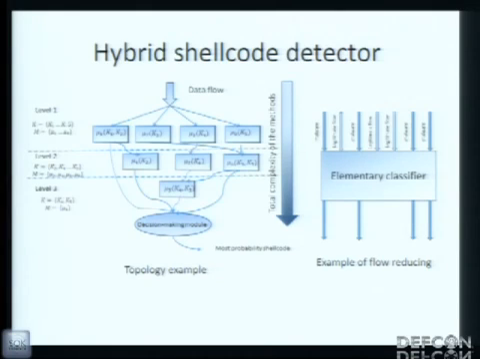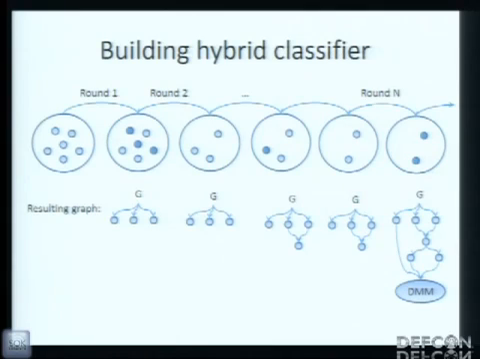We tried to construct an optimal data flow graph from elementary classifiers implemented in the shellcode detection library. If some classifier concludes a flow to be legitimate, such a flow doesn't pass to the other classifiers. And if we put classifiers which run faster at the top of such topology, we can reduce the legitimate flow as fast as possible. So that's how it works.